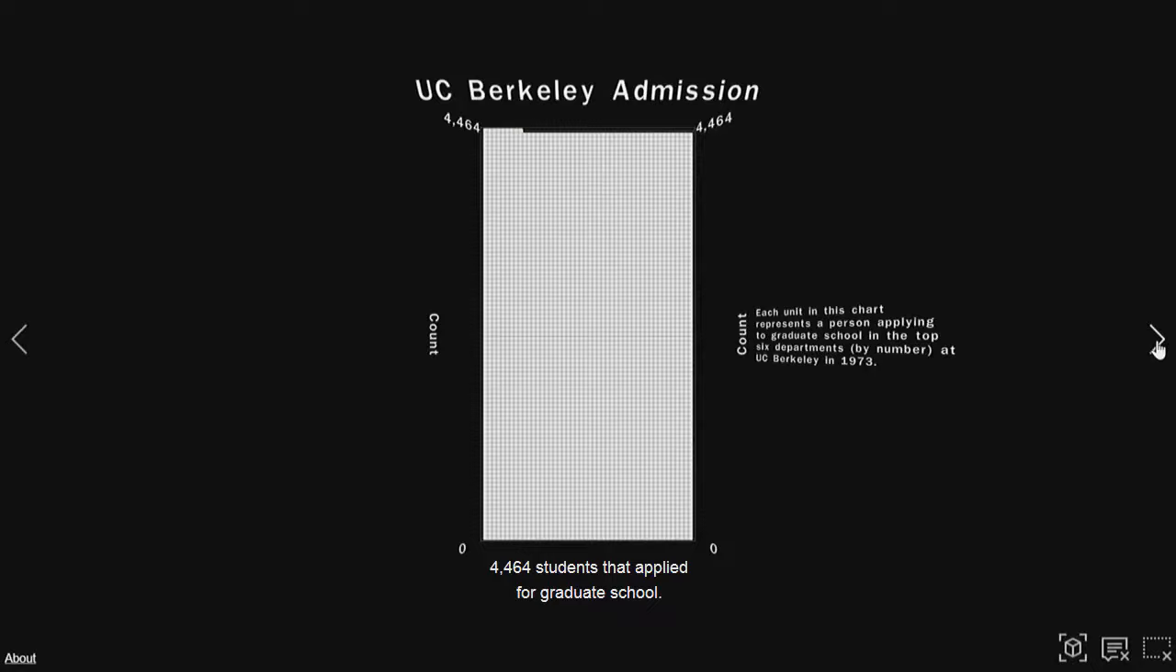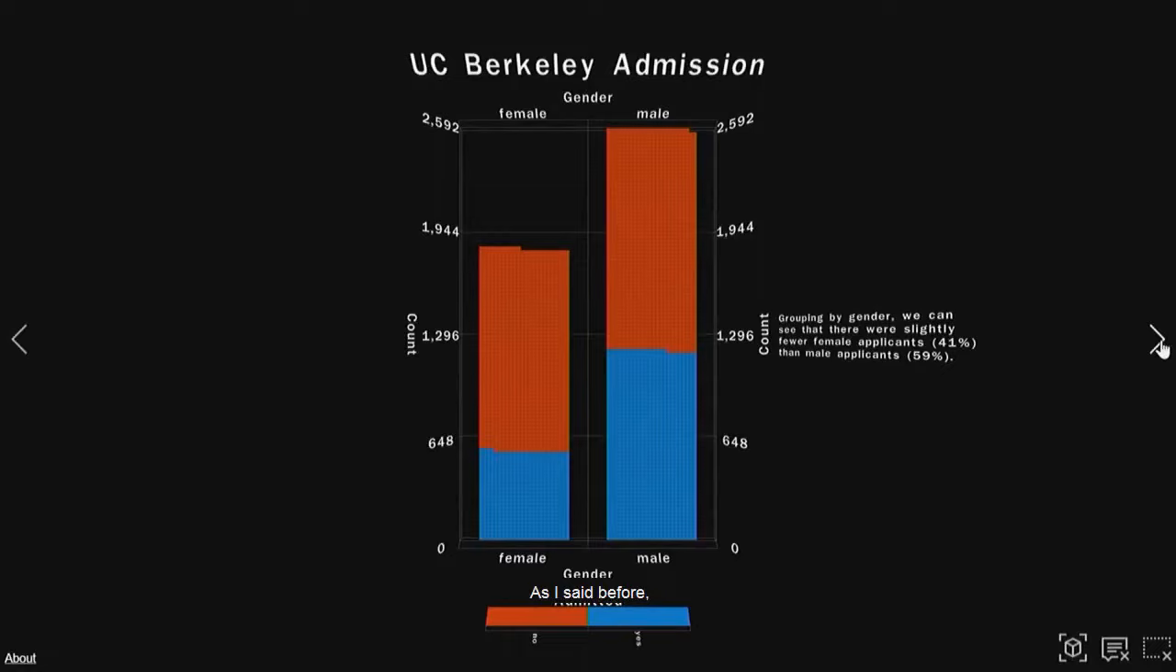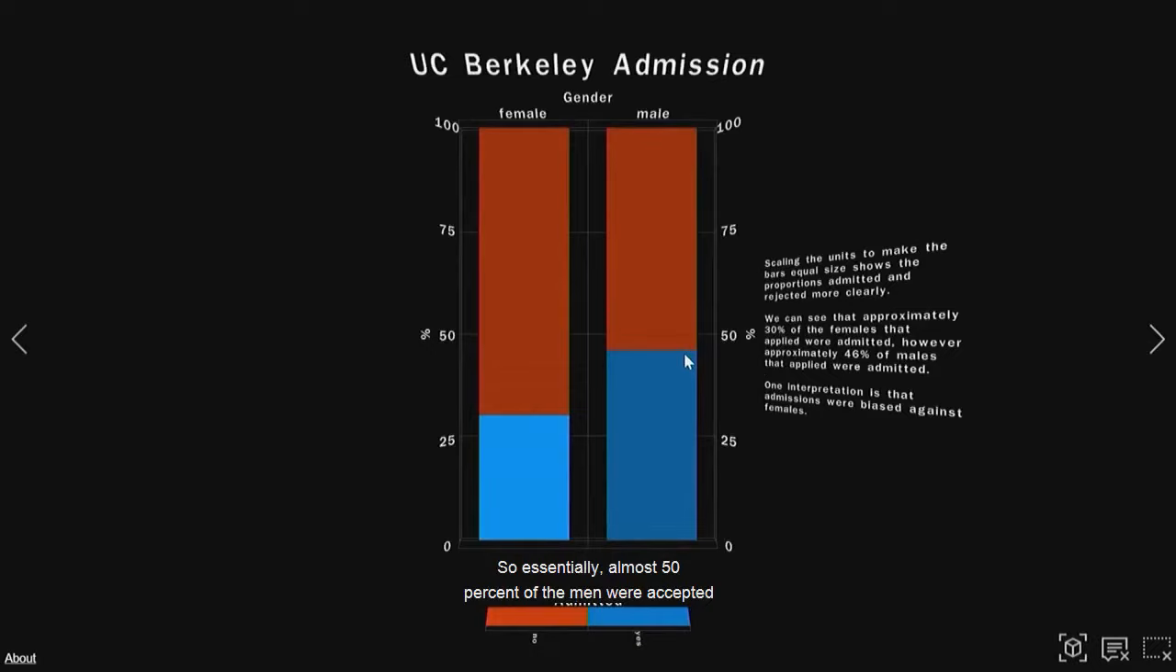And we can look at the overpopulation. And we can see how many were accepted in blue and how many were rejected in red. And okay, it's about 40% were accepted. And then we can break that down by gender. And as I said before, it looks like there's some bias, way more percentage-wise of the men were accepted than the women. So essentially, almost 50% of the men were accepted, while only 27% of the women were accepted.